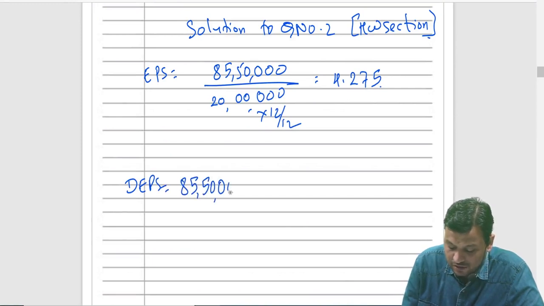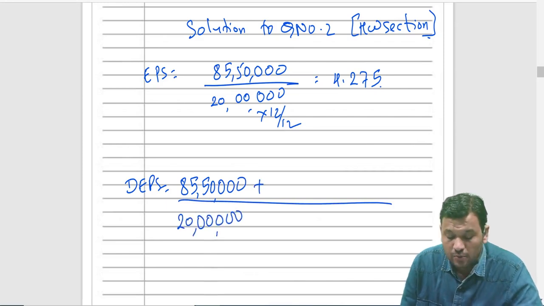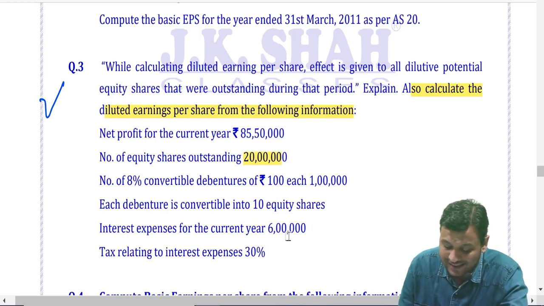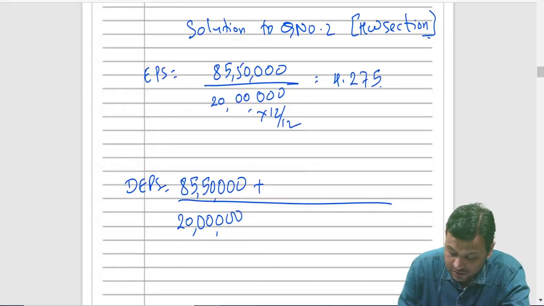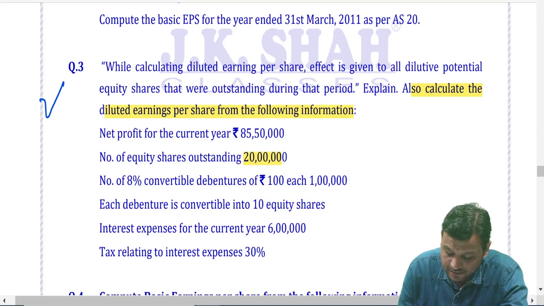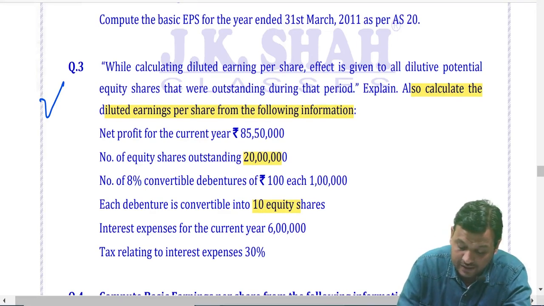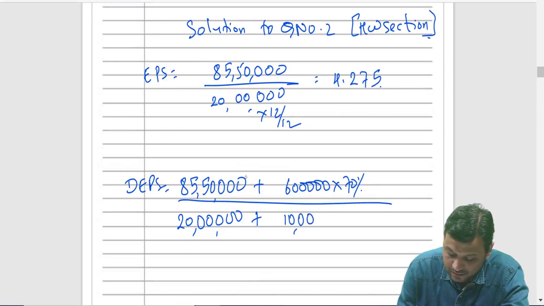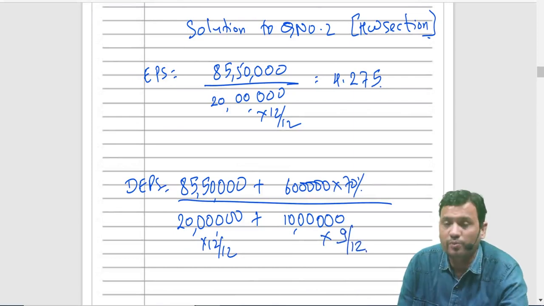Now my DEPS. 85,50,000, that is net profit available to equity shareholders, divided by 20 lakhs. Add post tax saving in debenture interest. So if you look properly, 6 lakhs into 70%, that is 4,20,000. How many shares are we going to issue, friends? Each debenture converts into 10. So 1 lakh debentures into 10, so 10 lakh, into 9 by 12.